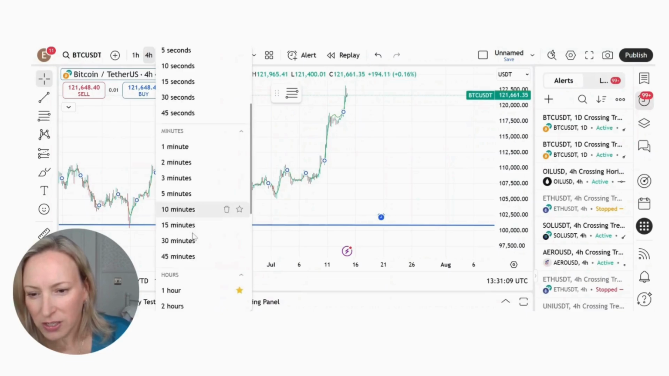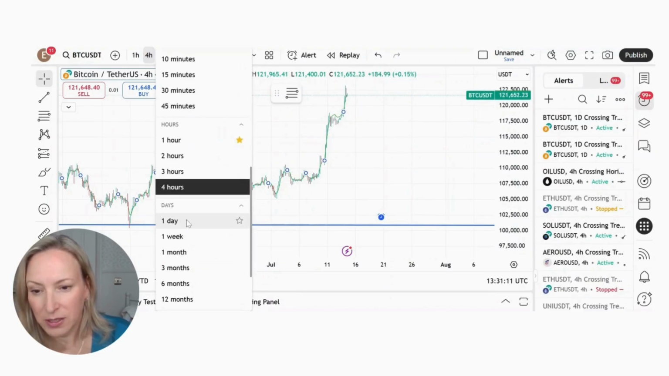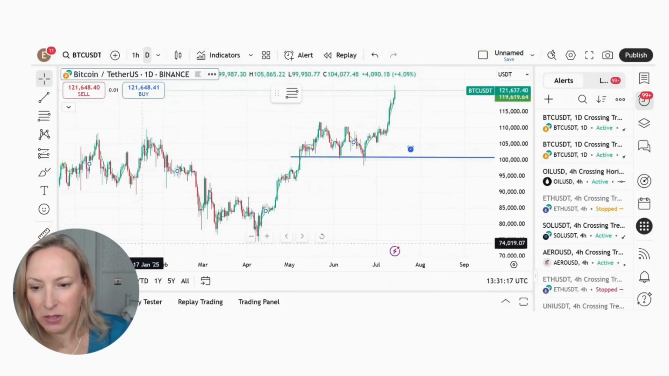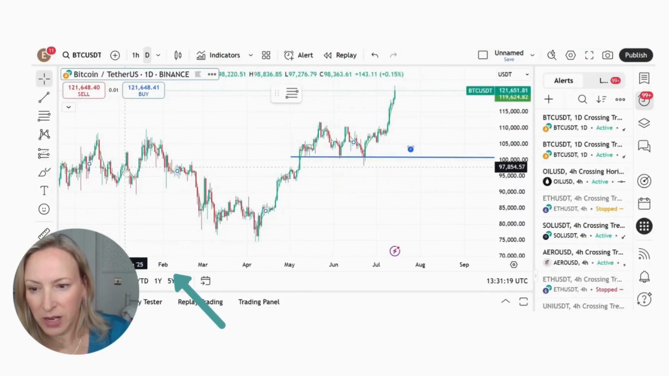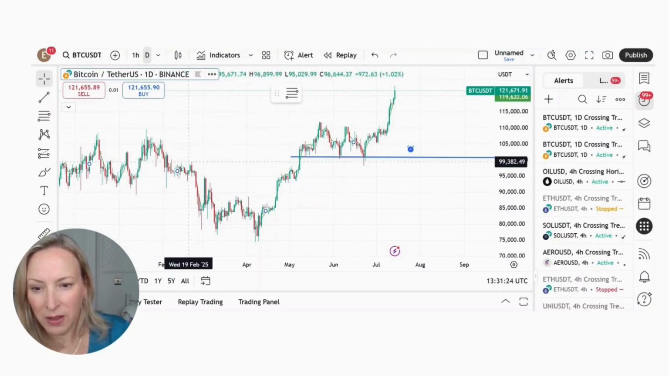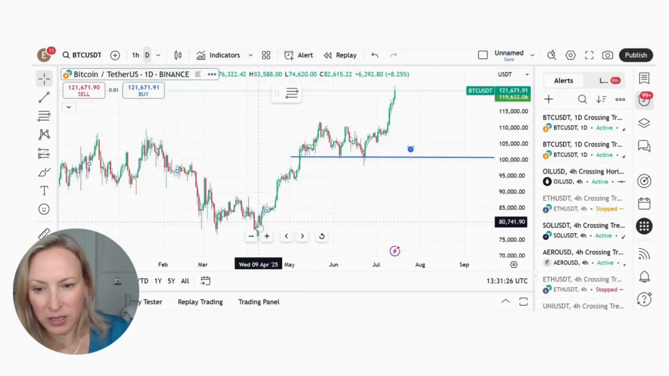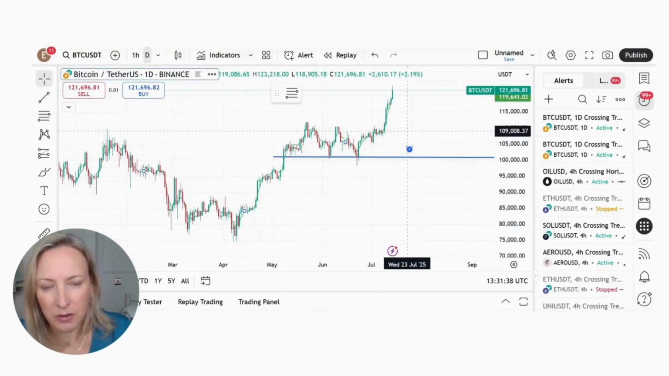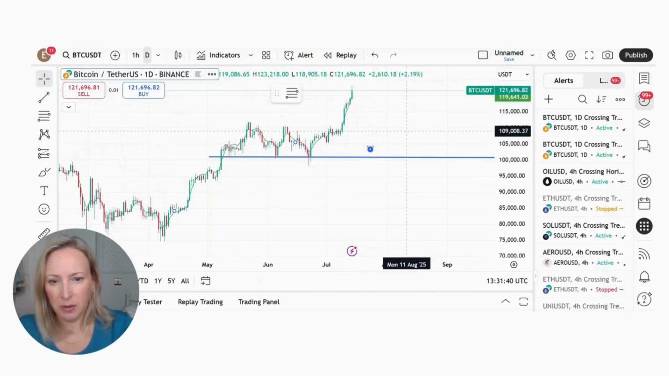I'm also going to change this now to a day, so you can see how Bitcoin has changed over time every day. Just make this a little bit bigger. Down here you've got the beginning of 2025. It was doing fairly well at this point, and then there was a massive dip for various reasons. There were tariffs, there was the Iran war crisis, but more recently it started to go back up again. I'm just going to enlarge this so you can see it a little bit more.